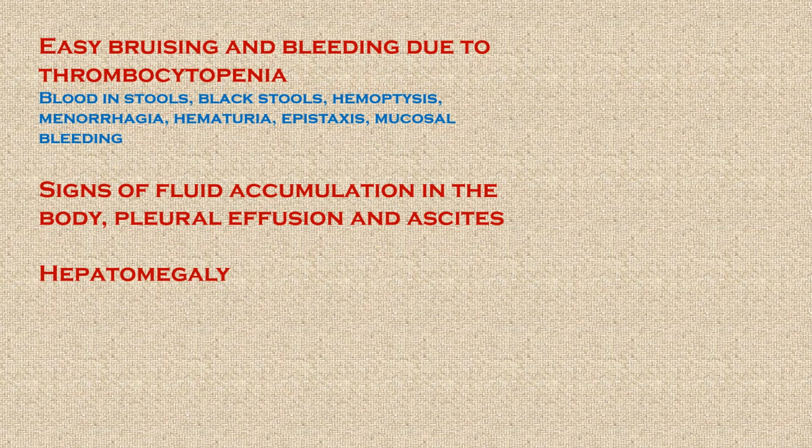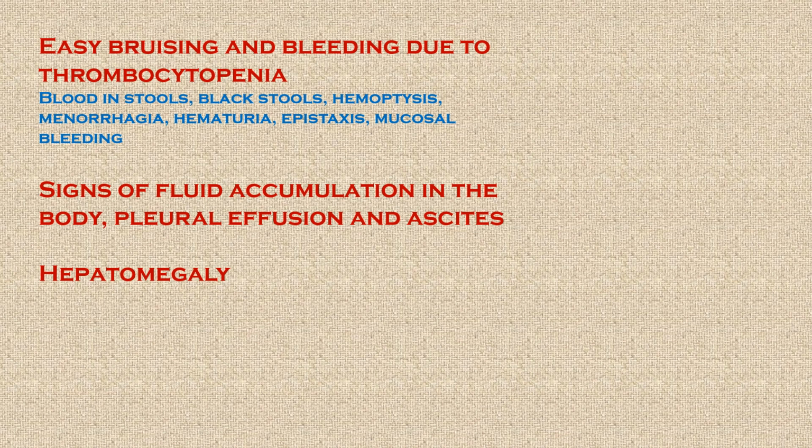You may also notice easy bruising and bleeding due to thrombocytopenia and notice blood in stools, which may be bright red blood, black stools, which indicate upper GI bleeding, hemoptysis, which means blood in your sputum, menorrhagia, which means increased menstrual bleeding, hematuria, which is blood in your urine. You may notice that you're passing red colored urine. Epistaxis, which is bleeding from the nose, or any kind of mucosal bleeding, which means bleeding from the gums.